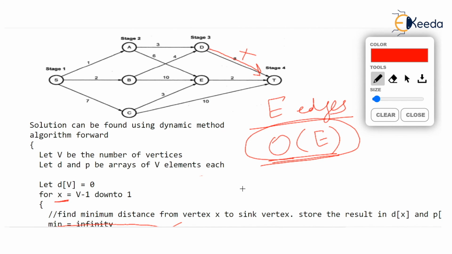Hence we have found out what the forward algorithm is and what its time complexity is. Thank you very much.